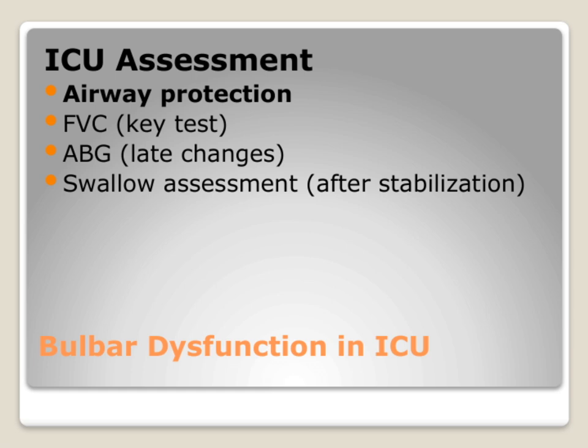After the patient stabilizes, a swallow assessment becomes important. This is to evaluate their risk of aspiration and ensure safe swallowing before reintroducing oral intake. It's a crucial step in preventing pneumonia and other complications. Finally, when considering bulbar dysfunction in the ICU, remember that it can significantly impact multiple functions: speech, swallowing, airway protection, and requires a comprehensive, multidisciplinary approach to care. Recognizing these key assessments helps us tailor interventions and improve patient outcomes in this vulnerable population.